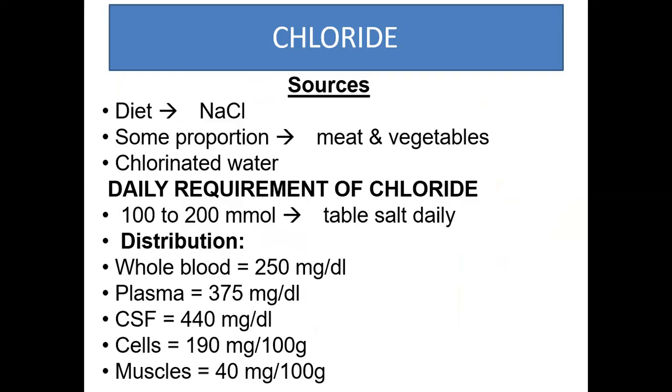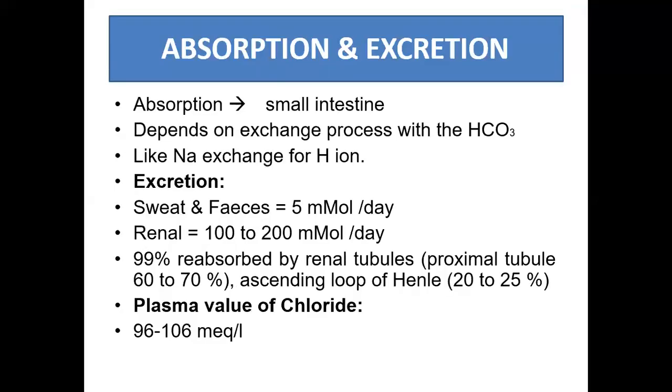And some proportion of it can be received from meats and vegetables and also from fluorinated water. Daily requirement of chloride is about 100 to 200 millimoles per day, and the primary source is table salt. As far as distribution is concerned, in whole blood we have about 250 milligrams per deciliter, in plasma 375, in CSF about 440, and in cells generally we have about 190 milligrams per 100 gram, and in muscles about 40 milligrams per 100 gram.